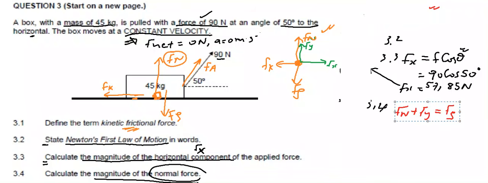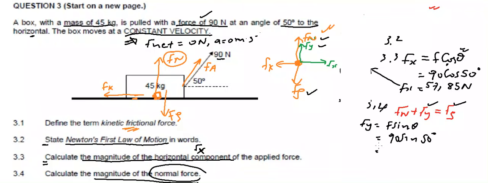The upward forces, that is the normal force plus Fy, are equal to the downward forces, but we have only one, that is Fg. So we need to calculate first the Fy and then calculate Fg. Fy is equal to F sine theta, whereas Fx is cos theta. So the force is 90, sine the angle is 50 degrees. Now let's press the calculator.